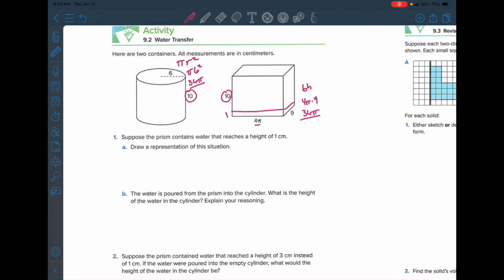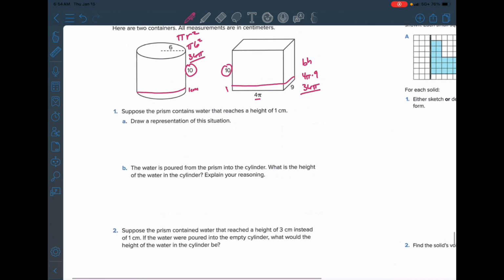We have the same area of the base. Sometimes if our area of the base is bigger on one, then the water would be less in the other one. But since the area of the base is the same, on B, if you poured it in, it'd be the same height. You'd still get 1 centimeter of water because the area of the base is the same. So on B, I want you to write in words, it would be the same height.